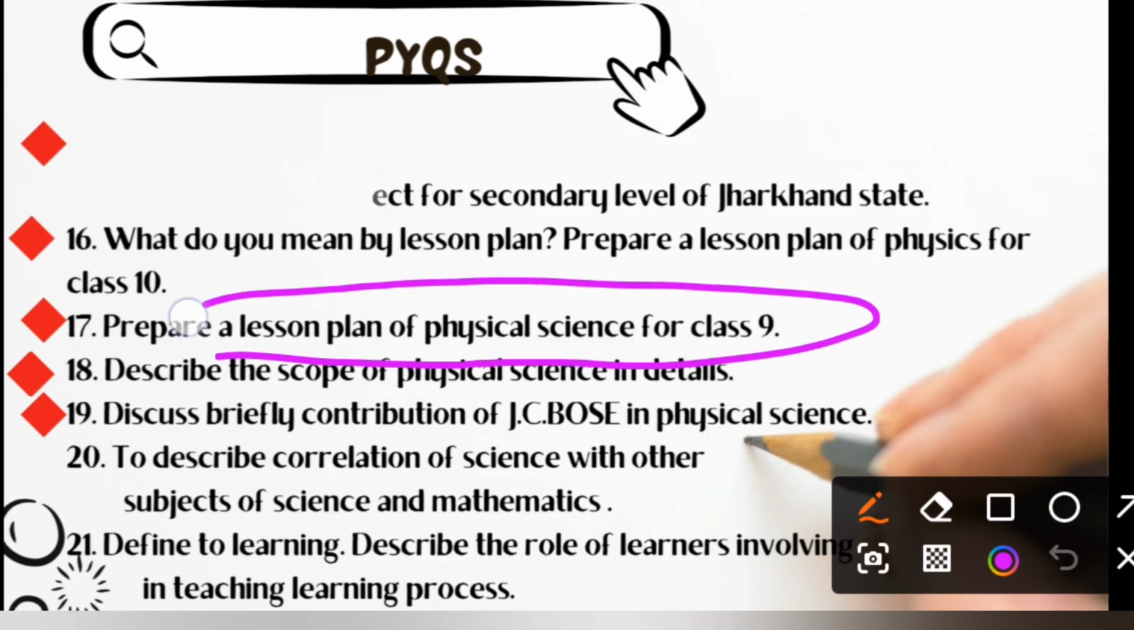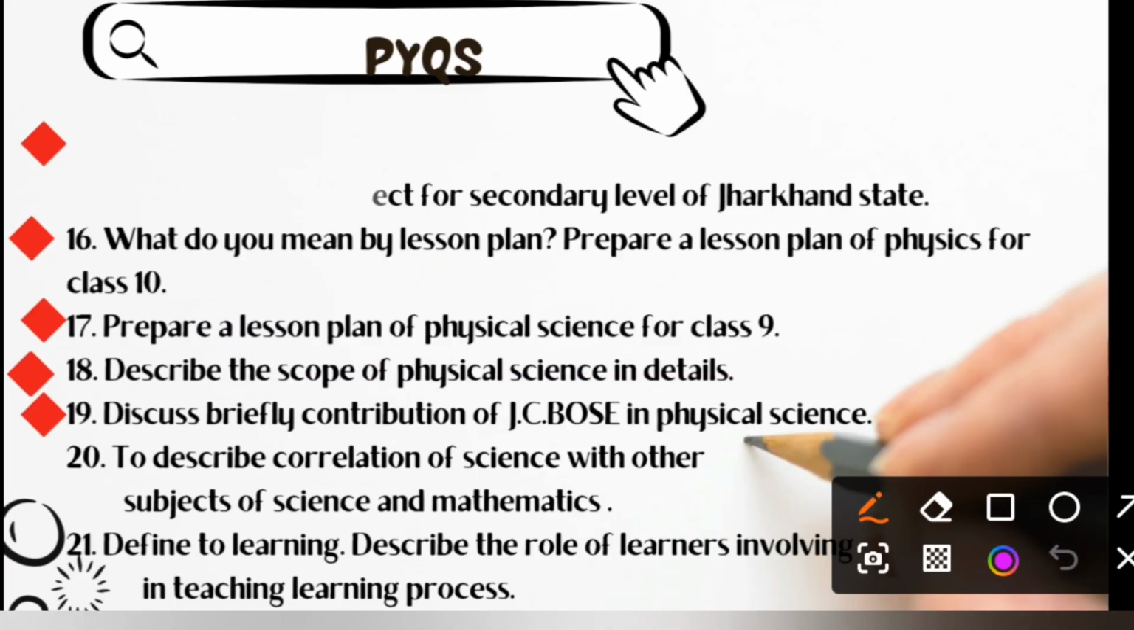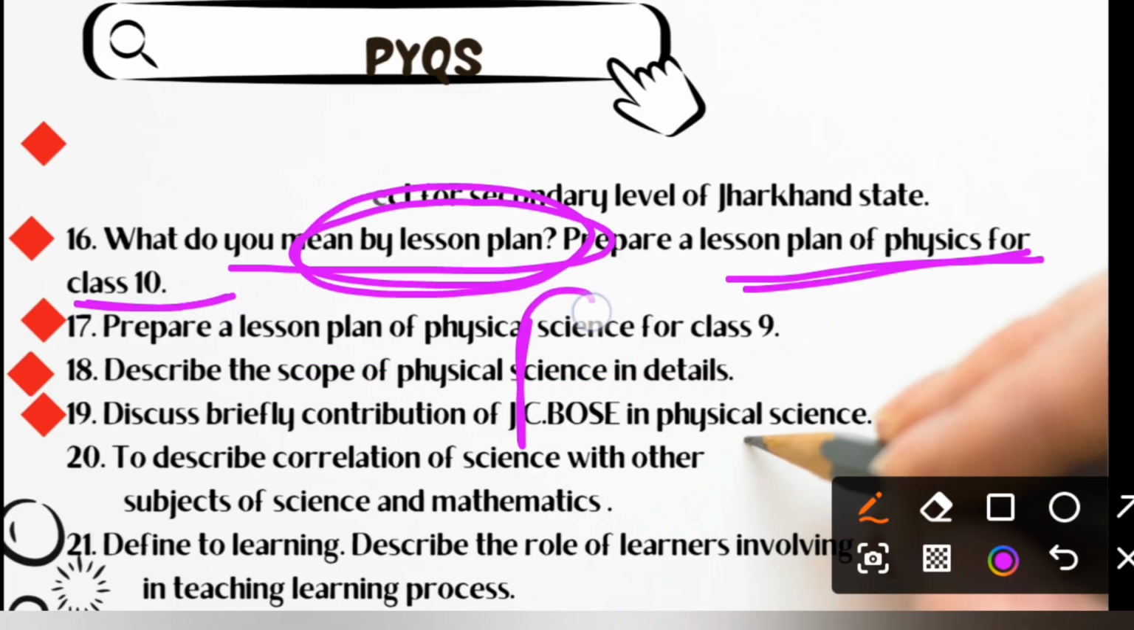You have to explain a lesson plan of class 9. So basically, you have to prepare a lesson plan for class 9 and one lesson plan for class 10. The subject itself is physical science, so you have to prepare for both papers, either physics or chemistry.